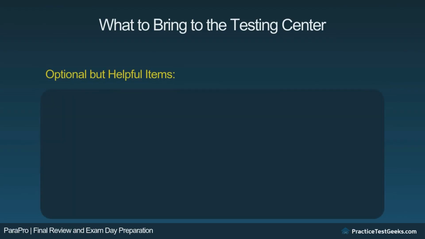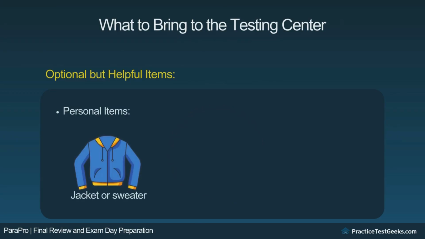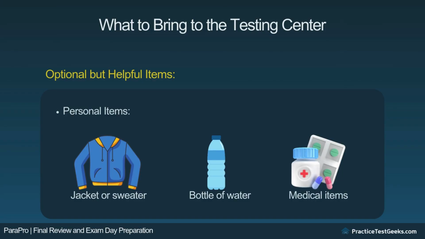Other optional but helpful items. Personal items. While personal items, such as cell phones or bags, are typically not allowed in the testing area, consider bringing a small, clear bag with essential items, such as a jacket or sweater if the room is cold, a bottle of water, if allowed, to stay hydrated, and any necessary medical items, such as medication or a hearing aid, that you may need during the test.